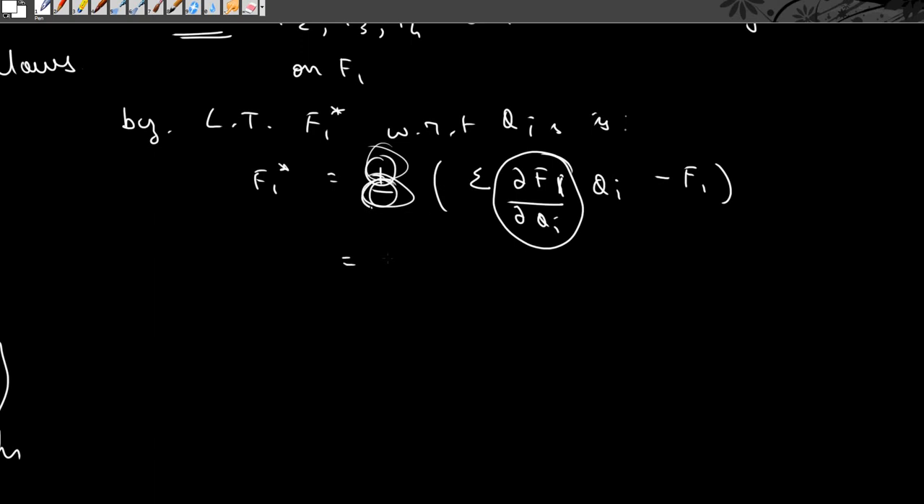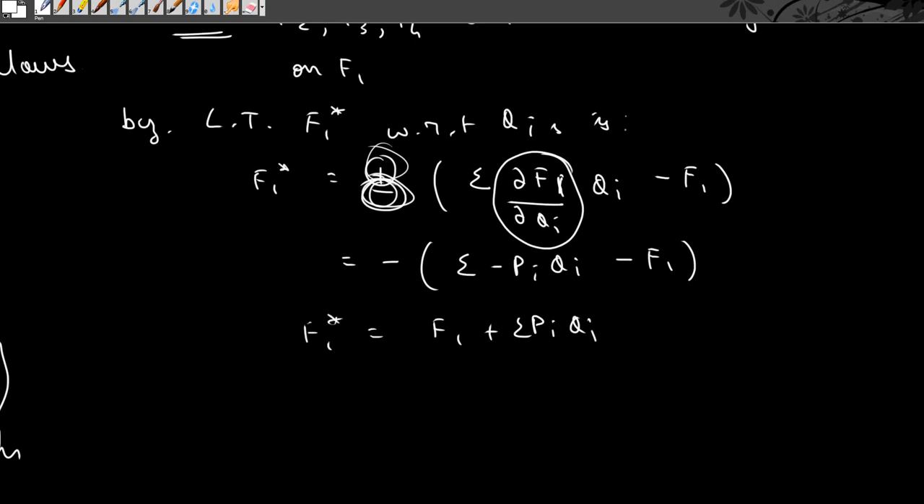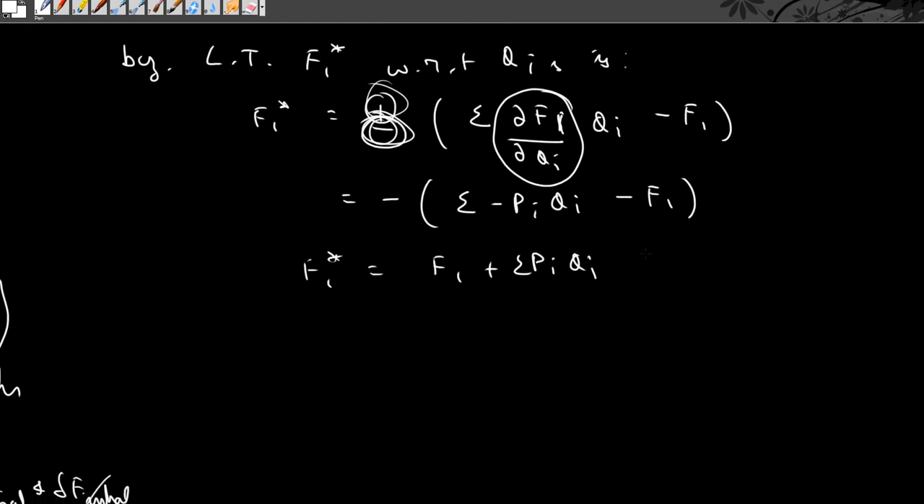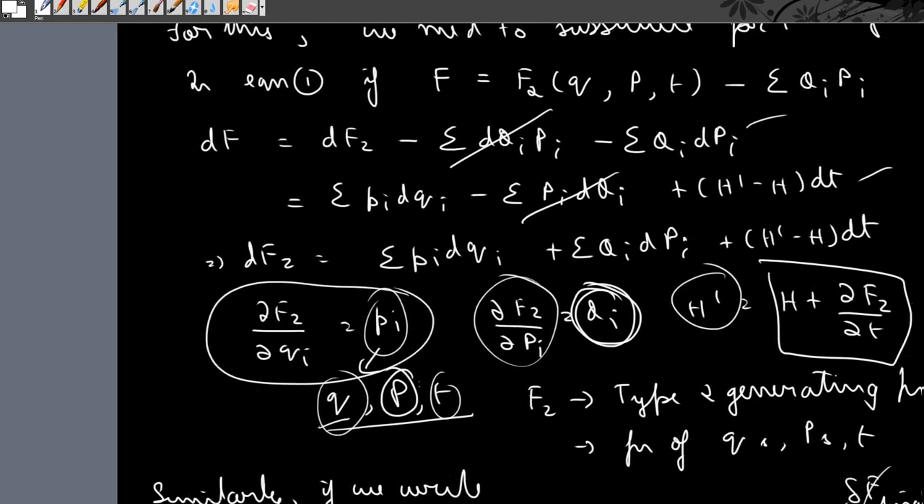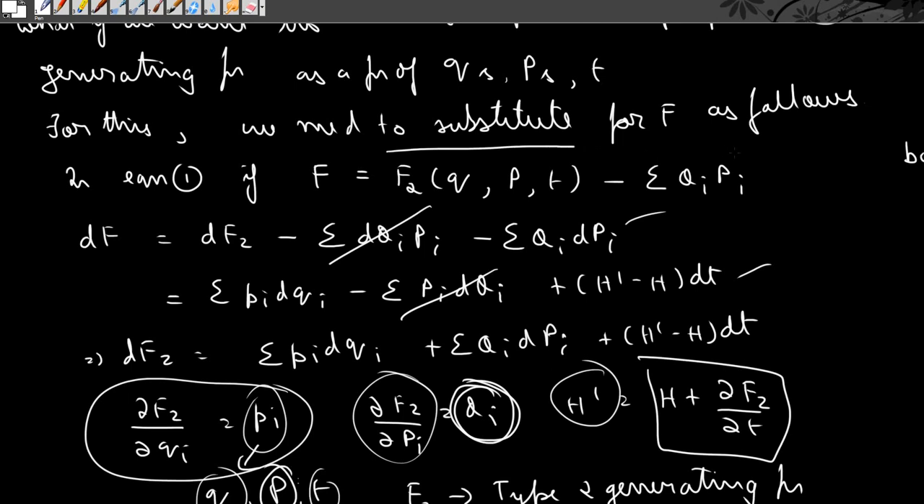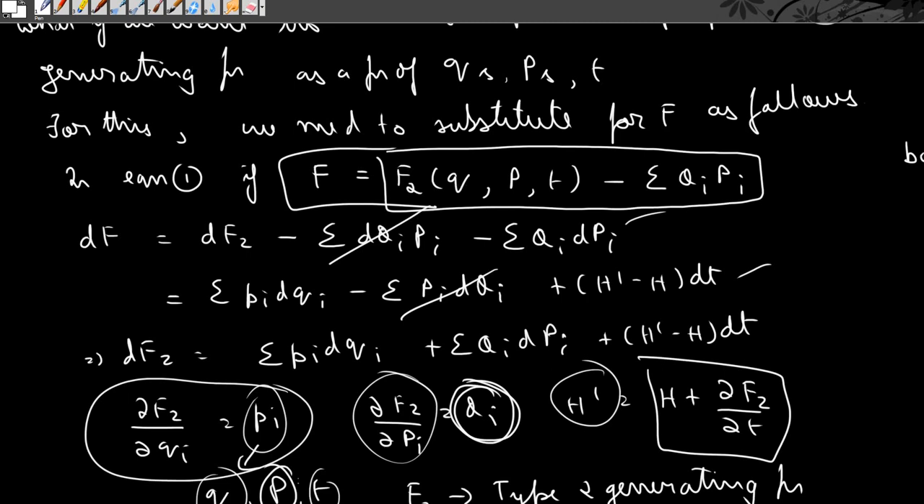So if I take the negative sign convention here, this becomes summation minus pi qi minus f1, which is basically f1 plus summation pi qi. So this is equal to f1 star. But if you go to the equation for f2, our f2 was given by this relation.